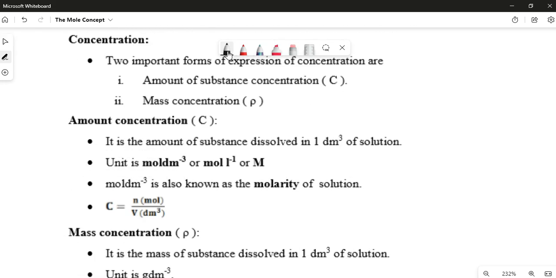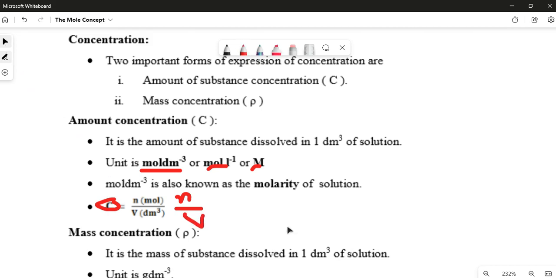Let's look at concentration. You have two types of concentration: amount concentration and mass concentration. Amount concentration is the amount of substance dissolved in 1 dm³ of solution. Let's switch back to red. The unit is mole per dm³, or mole per liter, or just M. That's the symbol. To calculate concentration, you do the number of moles over the volume that you have been given.